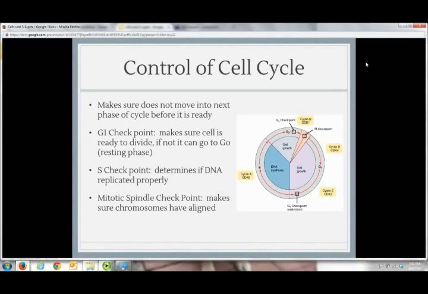This is actually the majority of human muscle cells and nerve cells that are going to be in the G0 phase. We have the S checkpoint. This is going to determine whether or not the DNA is replicated properly. We want to make sure that the daughter cells have copies of the DNA, so this checkpoint is really important to make sure that they are actually there. The mitotic spindle checkpoint that's going to occur during division makes sure that the chromosomes have aligned. If the chromosomes haven't aligned, the two cells aren't going to get equal copies of the chromosomes.